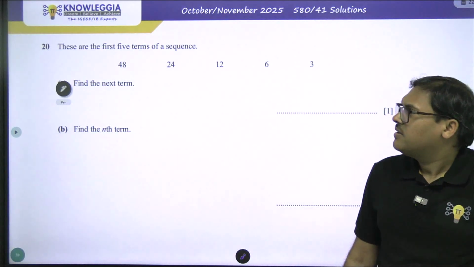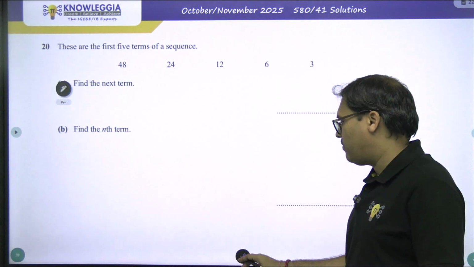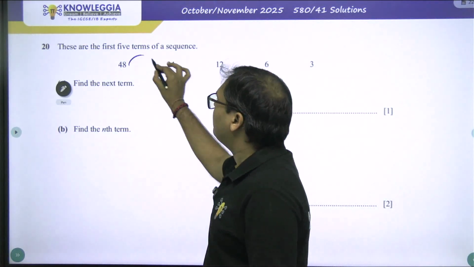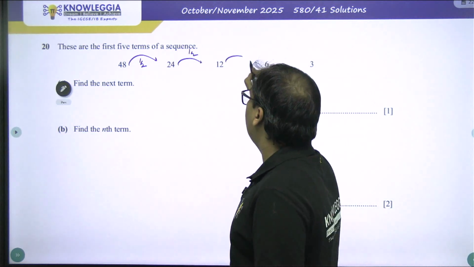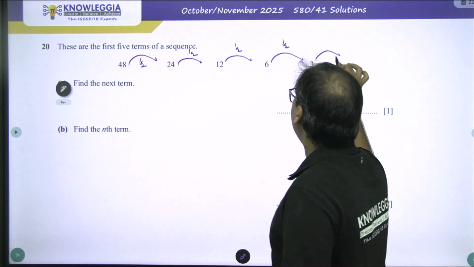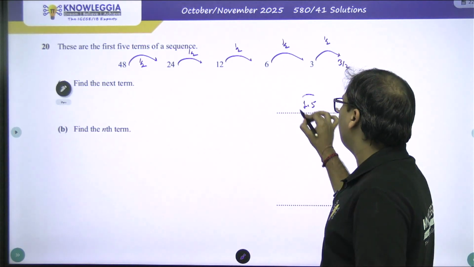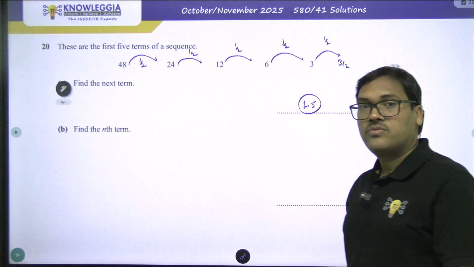The question is, the first 5 terms of the sequence are given to you. What is the next term? Now, what kind of sequence is this? We just observe this. If you multiply each term with 1 by 2, you are getting the next term, correct? So what is the next term? This is 1 by 2, that is 3 by 2. What is the answer? 1.5. This is an exponential series because we are multiplying the same number with the term to get the next term.